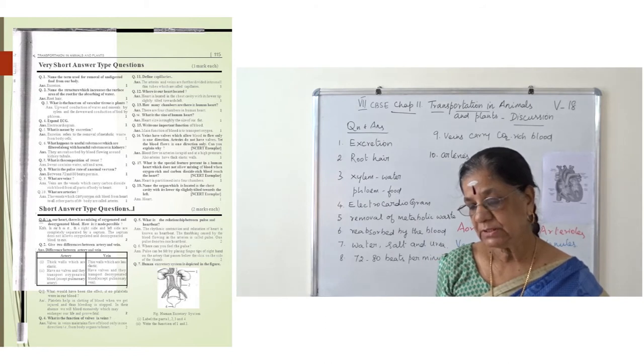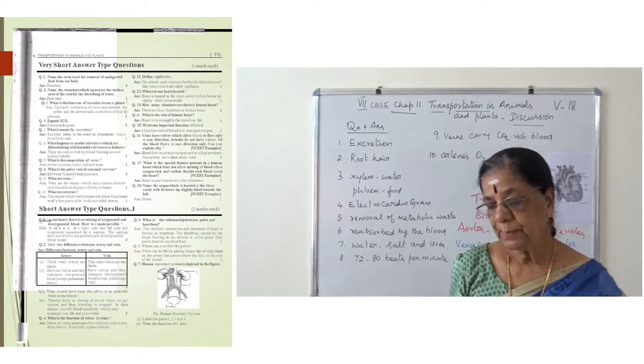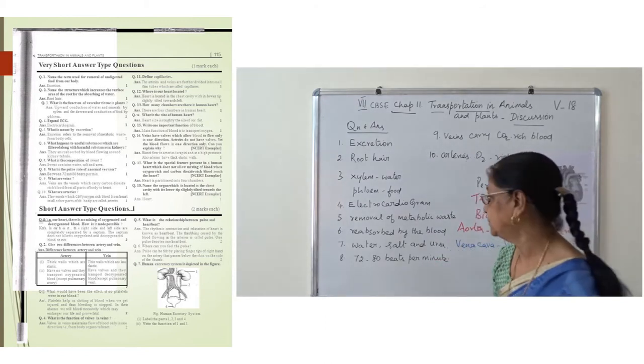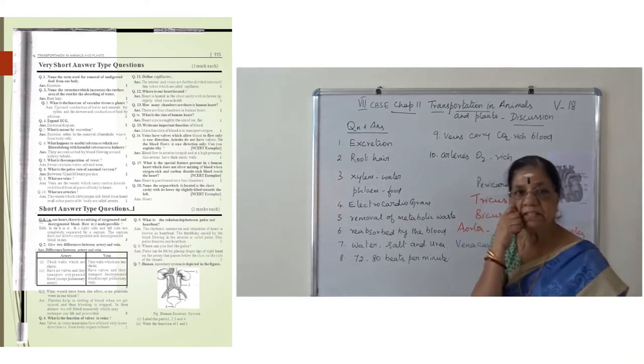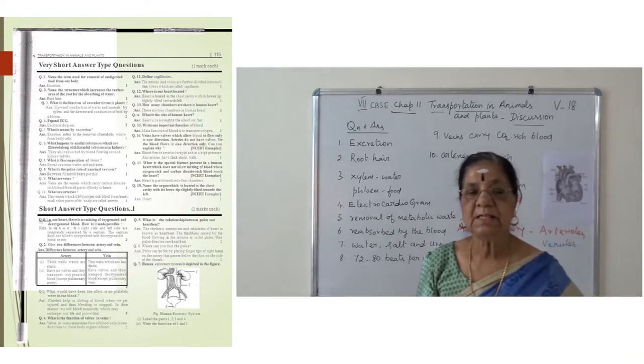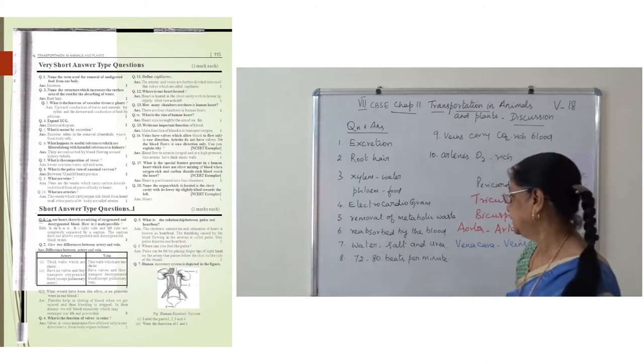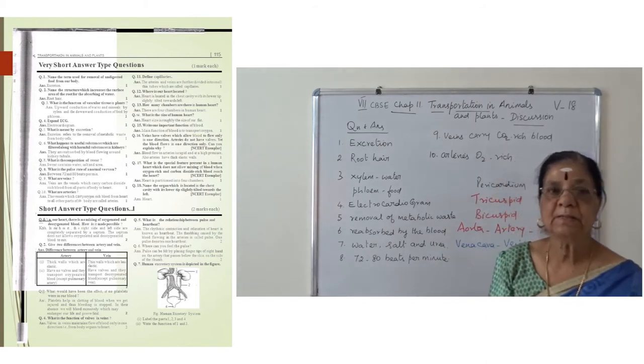Then question 8, what is the pulse rate of a normal person? The pulse rate of a normal person is 72 to 80 beats per minute.